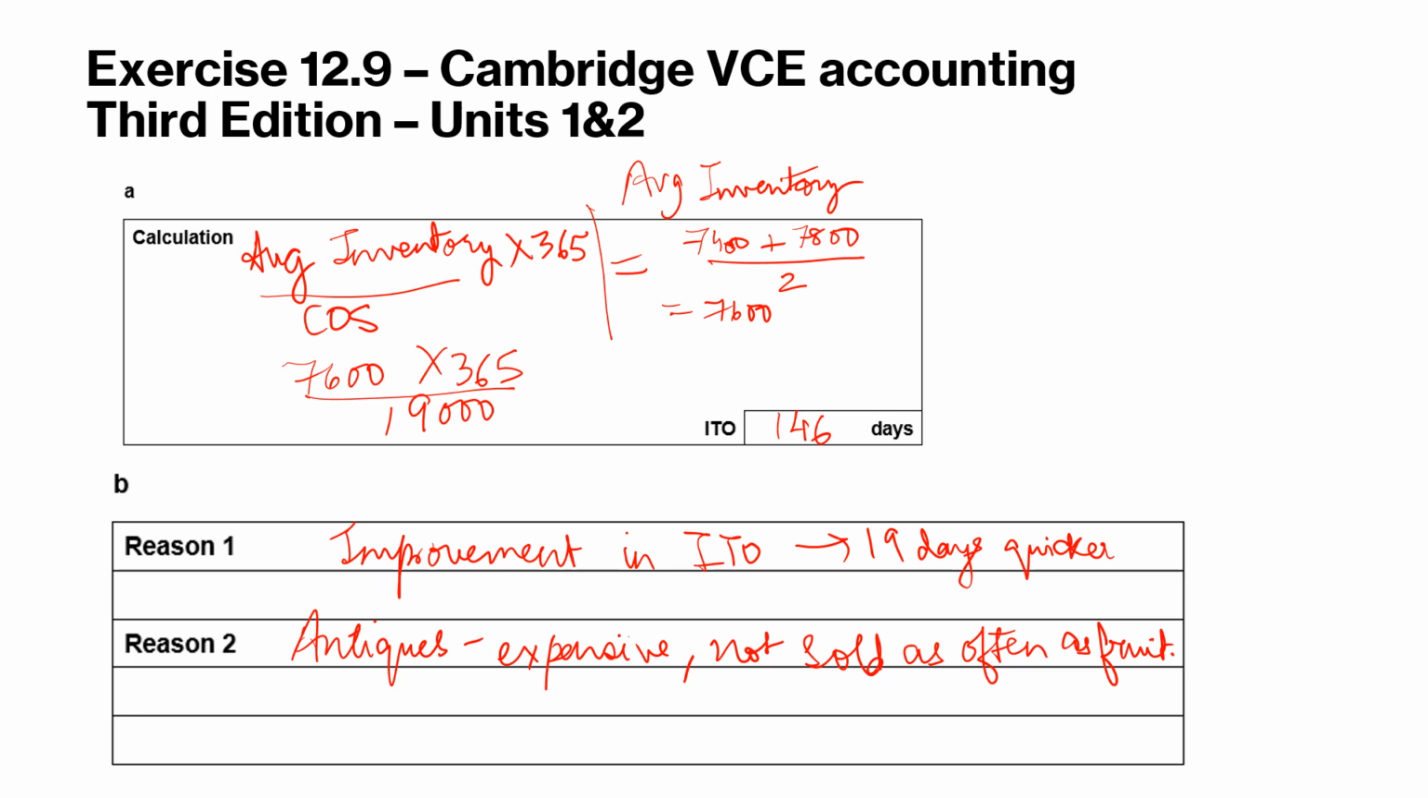Second reason, like we discussed before, is the two different natures of goods you're comparing. You can't be comparing apples to oranges, because that's what's happening here. The nature of antiques is that they're expensive. They're not as cheap as fruit or perishable like fruit, so they're not something that will be sold relatively quickly.